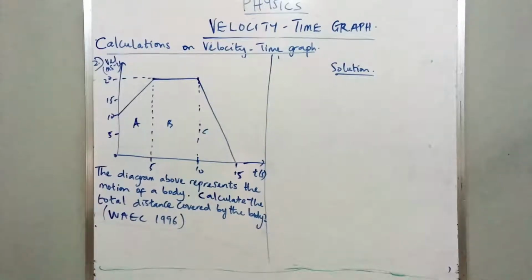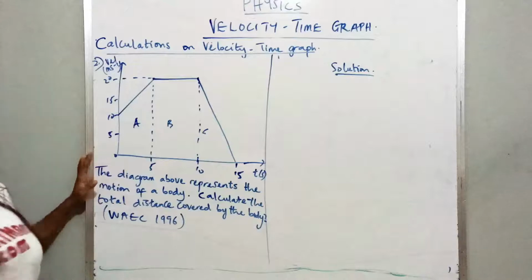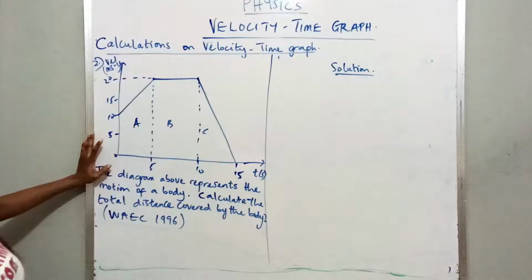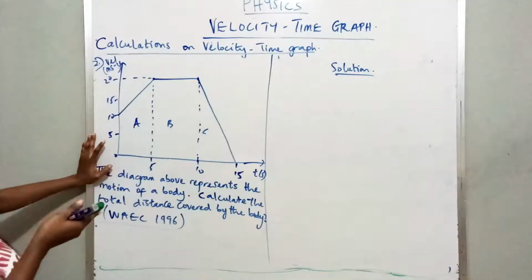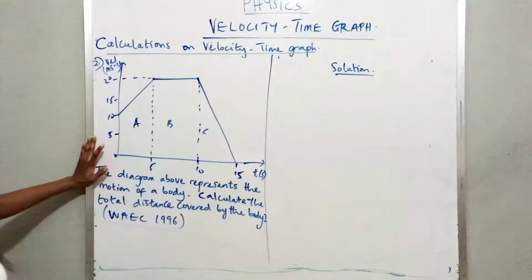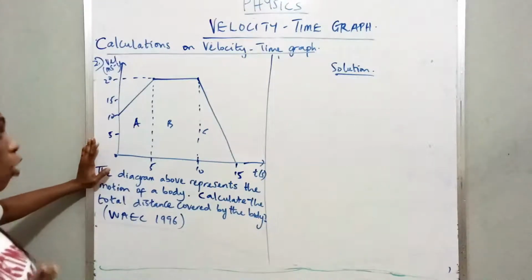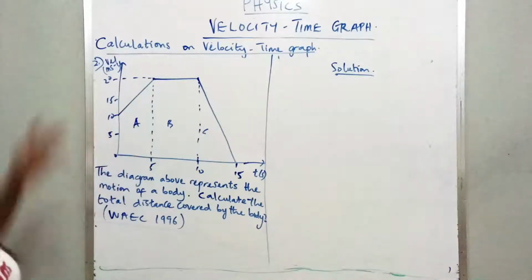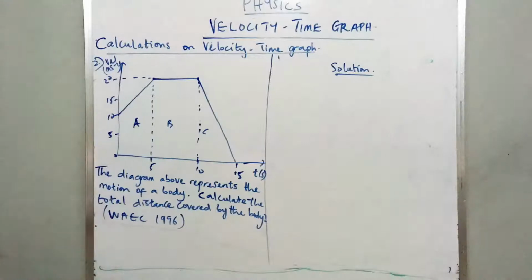Okay, so another example we'll be looking at is this. There are cases when they won't give you the direct question. They won't ask you to sketch the graph, but instead they will give you the sketched graph and then probably ask you to calculate the acceleration or deceleration or the total distance covered from the graph. Like the example we have here.